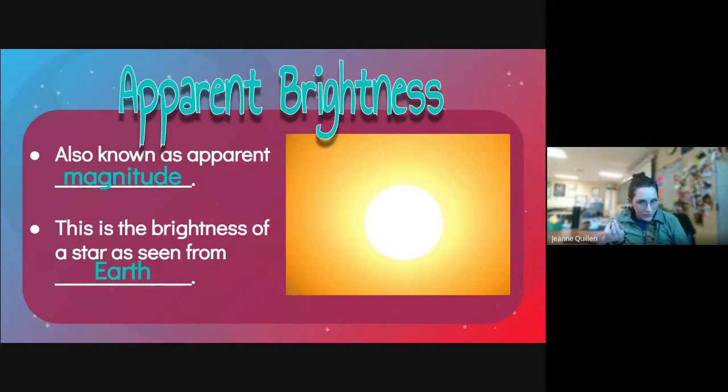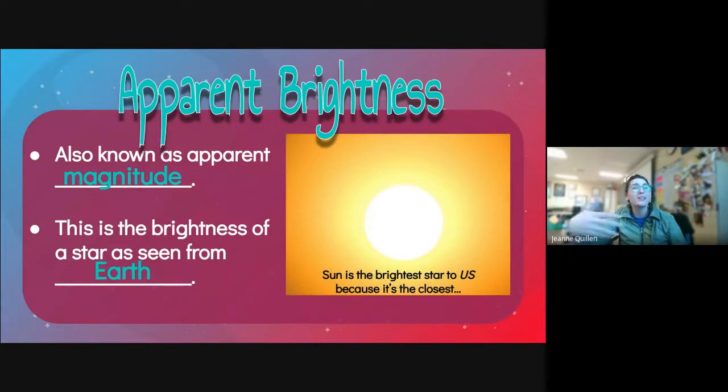So we have our sun, for example, right? Why does the sun look so bright to us? Well, the sun's the brightest star because it's the closest. It's super close to us, and so it has a very, very high apparent magnitude.